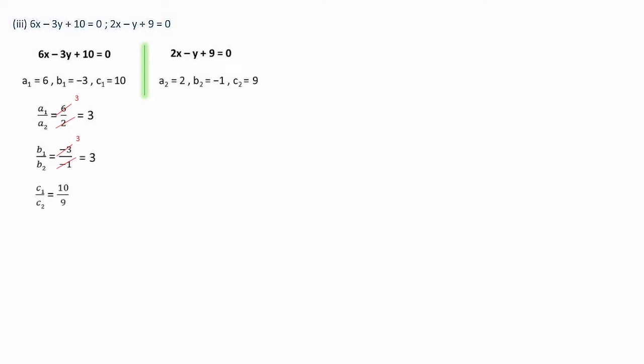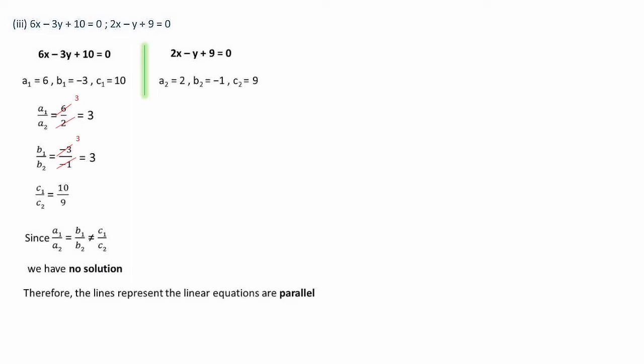The next is c1 by c2. c1 is 10, c2 is 9. 10 divided by 9, nothing can be cancelled. So we can come to the conclusion that a1 by a2 equal to b1 by b2 but not equal to c1 by c2. This means we can say that there is no solution. If there is no solution, the system will have parallel lines, means the lines that represent the linear equations are parallel.